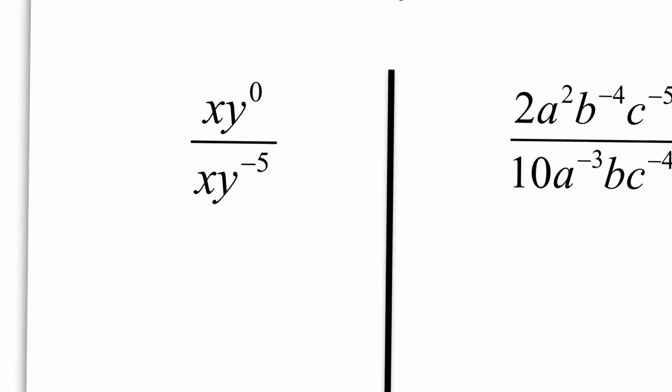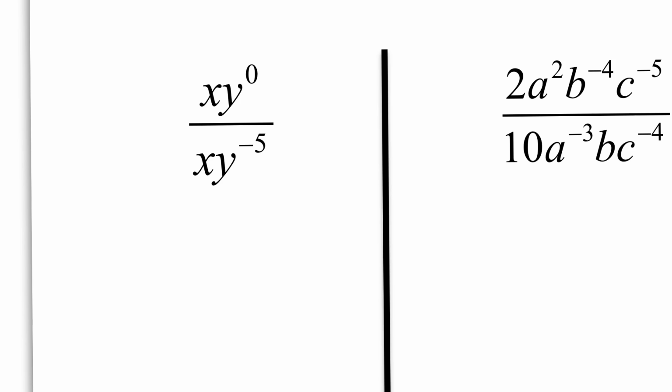Here we have x y to the 0 power over x y to the negative 5th power. So if you notice, first of all, I can turn this one, y to the 0 power, into 1. So I'm going to put a big 1 right here. Then, if you look at the x's, x on the top, x on the bottom, they have the same exponent. It has an exponent of 1, exponent of 1. So let me put the exponent of 1 here, exponent of 1 here.